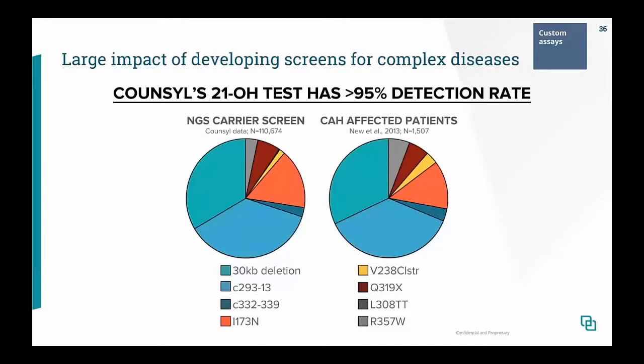And when we look at the data that's been generated from our carriers that we've identified, and we compare that to mutations that are found in affected patients, we can see that they map virtually identically, which means we know that we're detecting the vast majority of carriers and we're not missing a significant portion of mutations that are disease causing. And so we've been able to have a greater than 95% detection rate for this very common and severe condition.